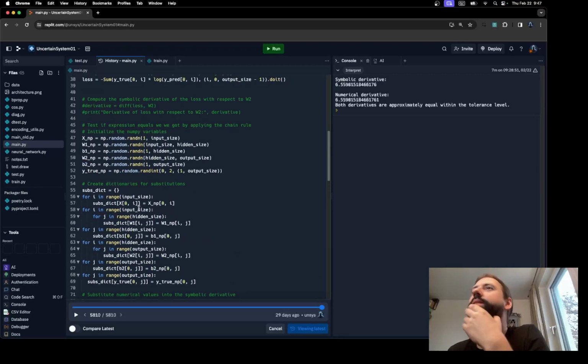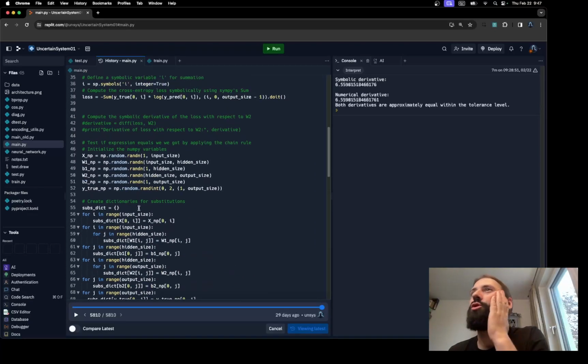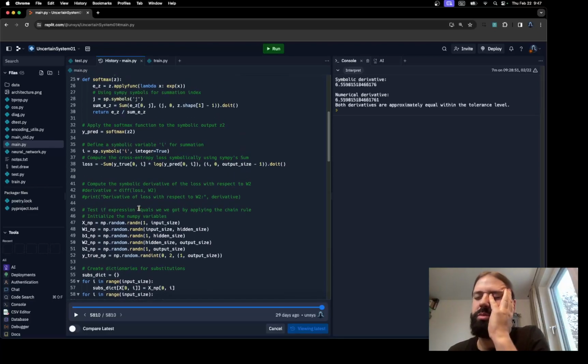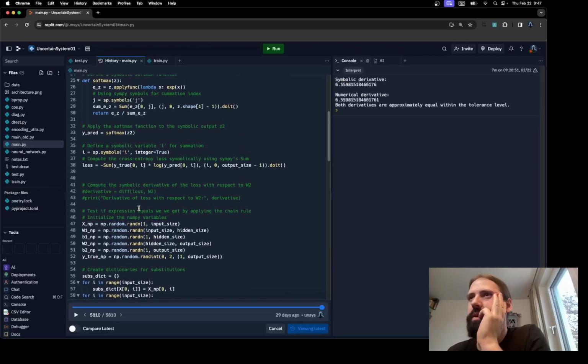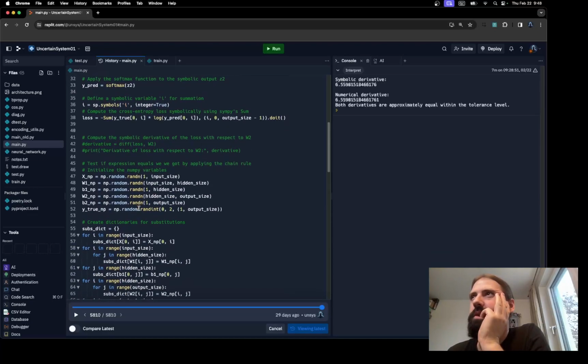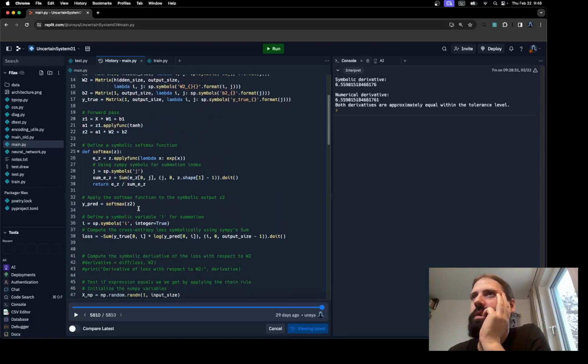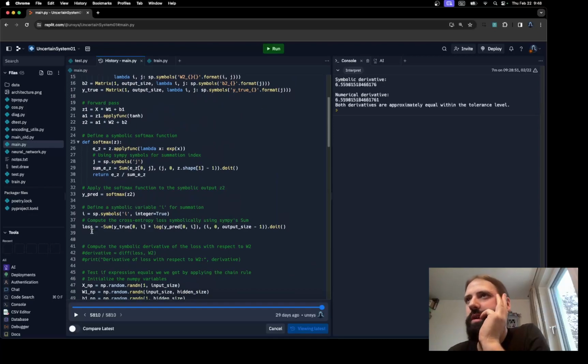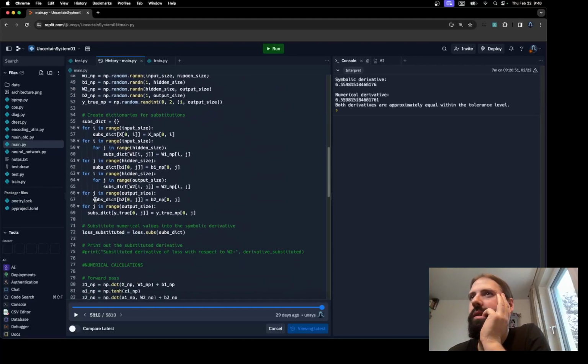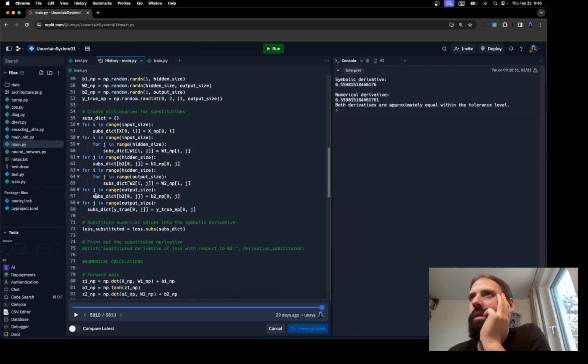This feels really stupid. You really can't imagine how stupid this feels right now. I have the loss function, right? What am I even doing? With respect to W2.